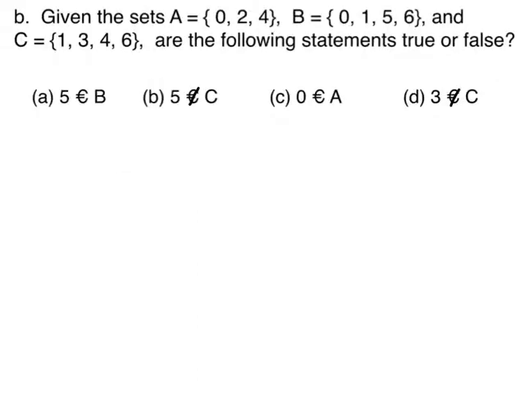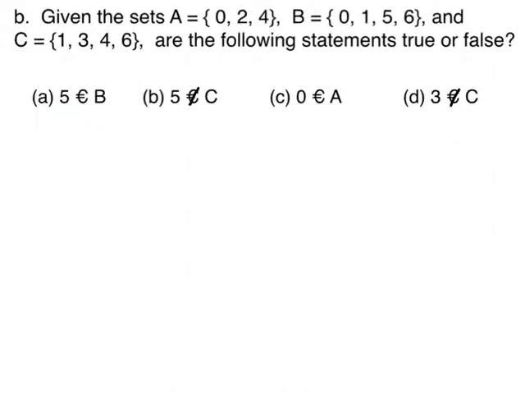Alright, so now given the sets A equals {0, 2, 4}, that means the only things in set A are 0, 2, and 4. In set B we have 0, 1, 5, and 6, and then in set C we have 1, 3, 4, and 6. We're going to evaluate whether the following statements, these four right here, are true or false.